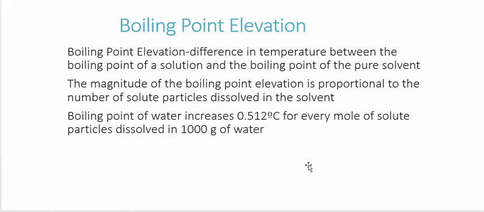Boiling point elevation is the difference in temperature between the boiling point of a solution and the boiling point of the pure solvent. Now, if we're looking at water, water normally boils at 100 degrees Celsius. If I add something to water, the boiling point will increase, and the magnitude will be proportional to the number of solute particles dissolved in the solvent.